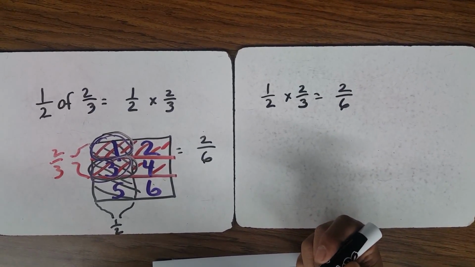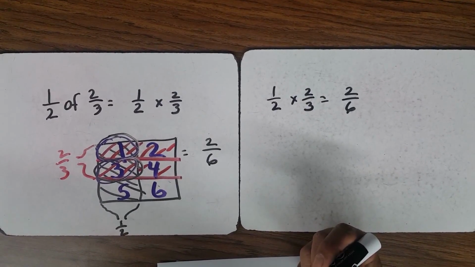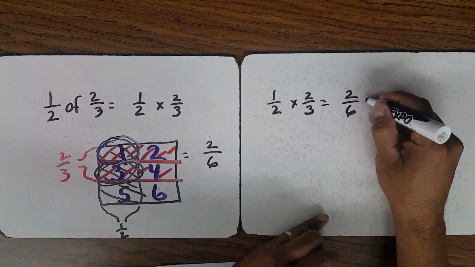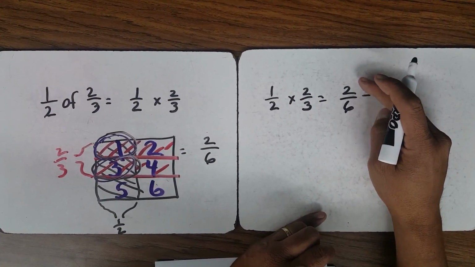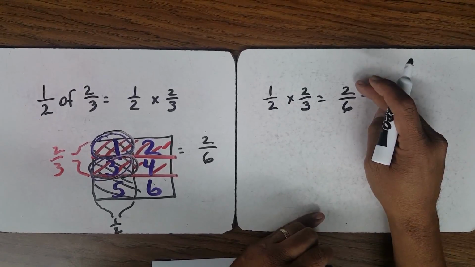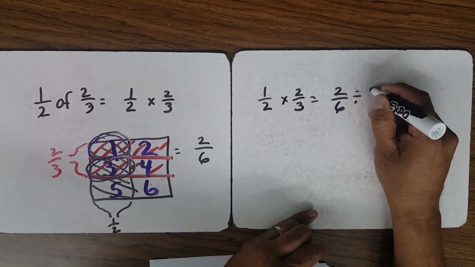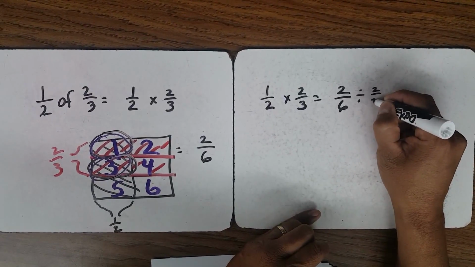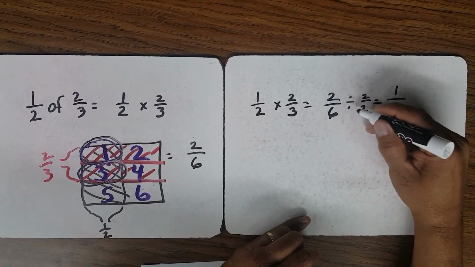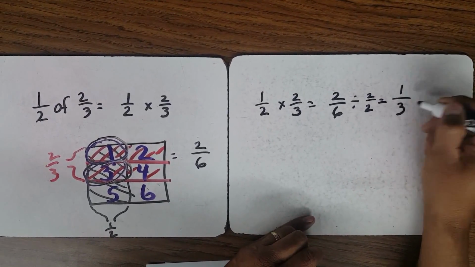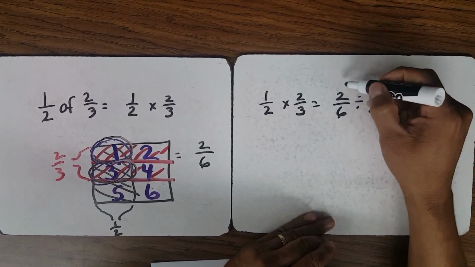We're not focusing so much on simplifying it right now, but if we were to simplify it, we'd figure out a number that divides evenly into the top and the bottom number. We'd figure out that 2 divides on top and 2 divides on the bottom. So 2 divided by 2 would equal 1. 6 divided by 2 would equal 3. So technically our answer could also be 1/3.